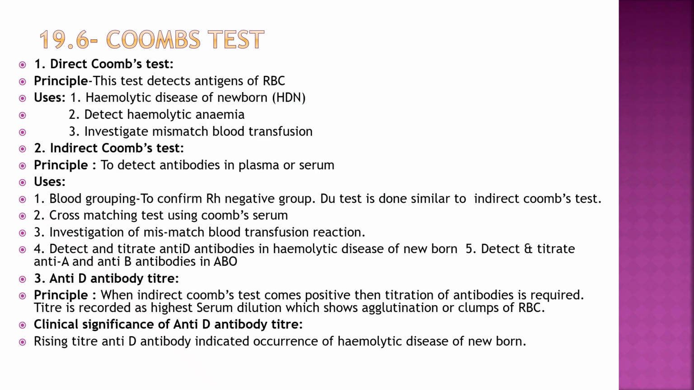Coombs test. There are two types, direct and indirect. The direct Coombs test detects antigens on RBCs; its uses are hemolytic disease of the newborn, hemolytic anemia and mismatched blood transfusion. The indirect Coombs test detects antibodies in plasma or serum. Its uses are blood grouping to confirm Rh negative group, the Du test which is done similar to ICT, cross matching using Coombs serum, and mismatched blood transfusion reaction.